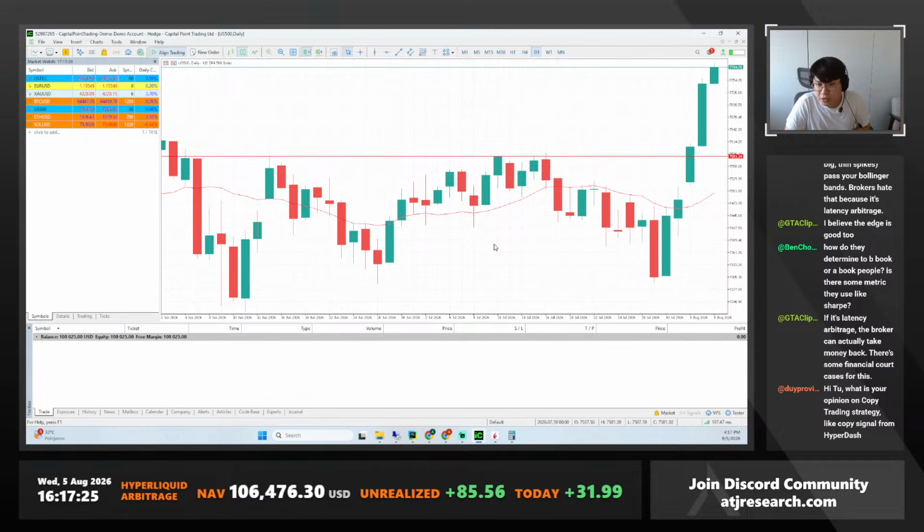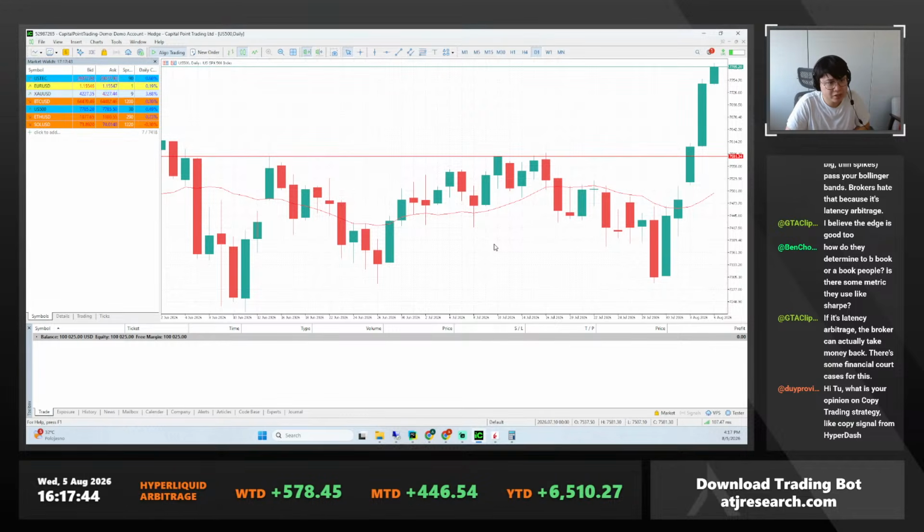If it's lazy arbitrage, can the broker take the money back? There are some financial court cases for this. Yeah, if you look at the terms and conditions, they have protections. If you exploit latency arbitrage, stuff like that, they can probably ask for money back. But in our case, it's not latency arbitrage, right? In our case, we're using futures data to determine the relative value of gold between futures and the spot price, right? So I think this type of strategy wouldn't hold in court.